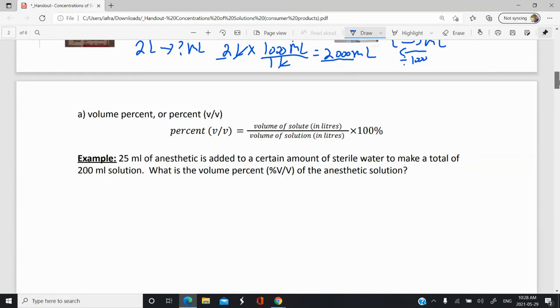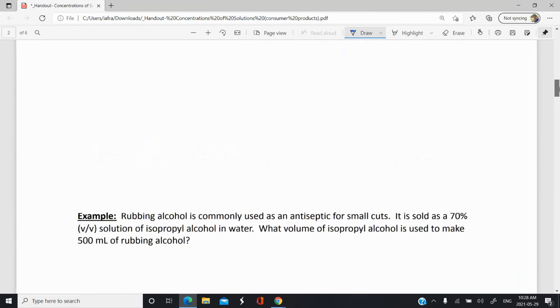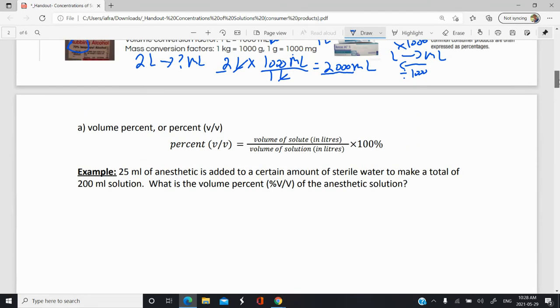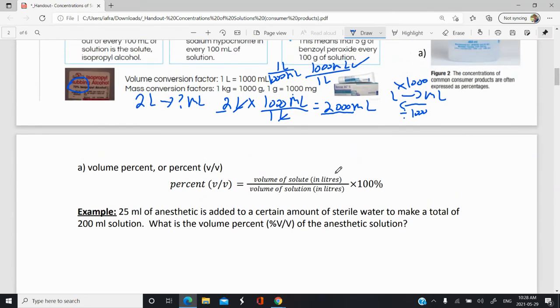In the next video, we're going to focus on doing some calculations, some examples with the percent concentrations that we saw, seeing some practical examples from your home, and then applying them to the different formulas and calculations that you see here.